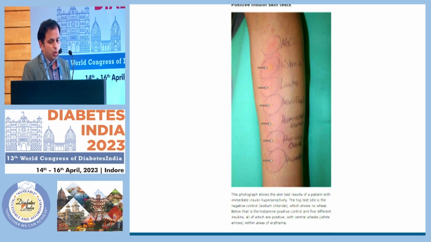This is one example of a patient where a skin test was done. The first one is normal saline at the top, where there is hardly any reaction. The second is the control, a histamine injection. You can see that the patient given Lantus and other types of insulin is hypersensitive to almost all other insulins.